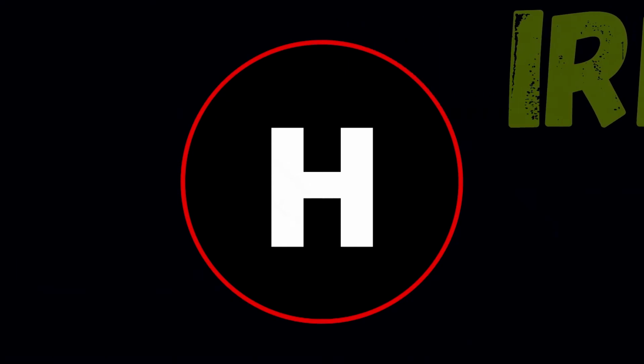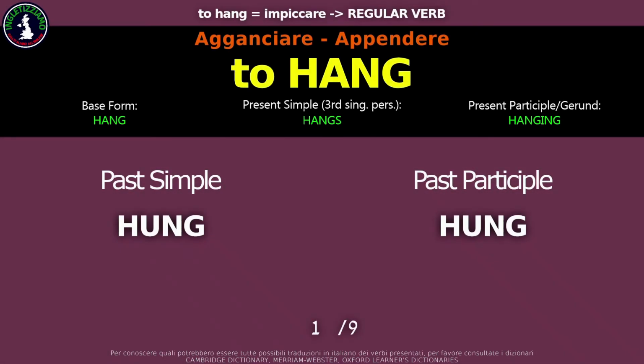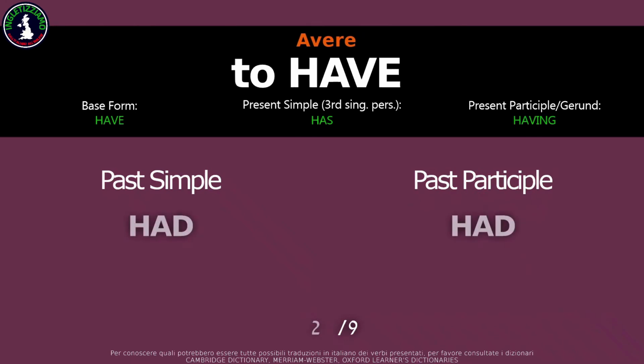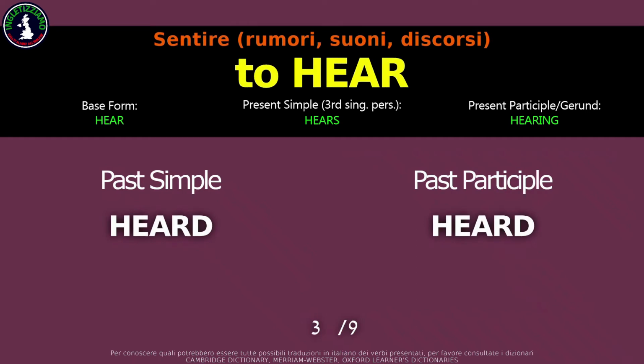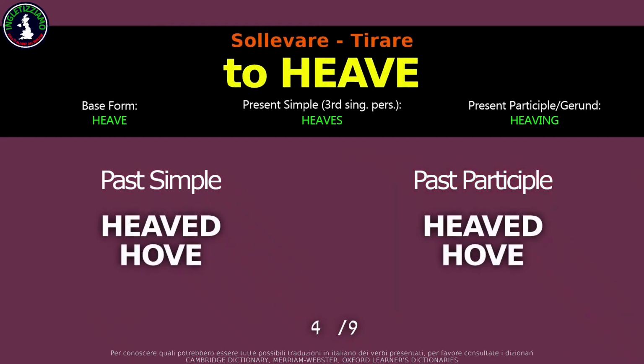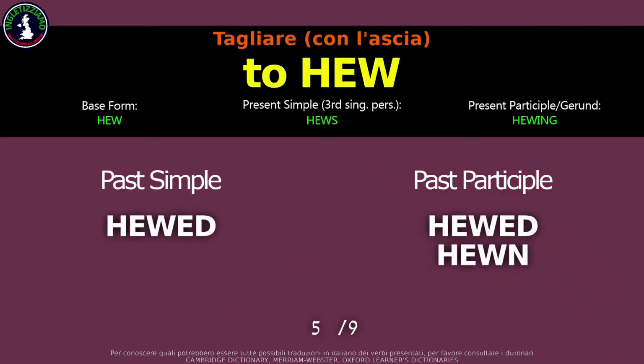Irregular verbs with the letter H. To hang, hung, hung. To have, had, had. To hear, heard, heard. To heave, heaved or hove, heaved or hove. To hew, hewed, hewed or hewn.